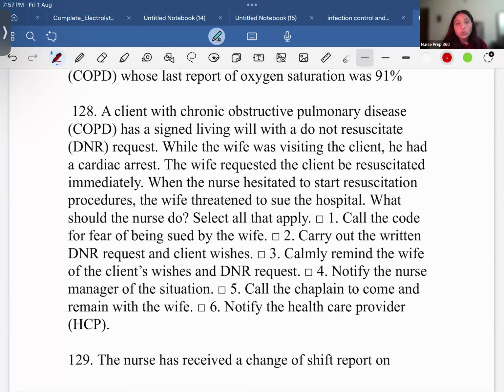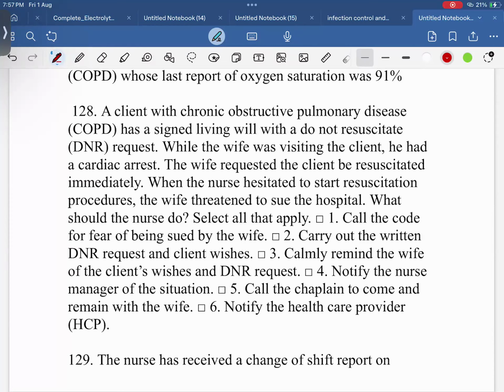Yes. Whatever the patient had said, you will carry out the DNR. Do not resuscitate. Do not go for CPR. Resuscitation means CPR and ventilation, so you cannot artificially ventilate the patient either. Calmly remind. Yes, I have one confusion here. Yes, that's why option 5 is correct.